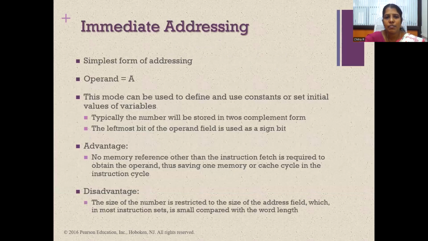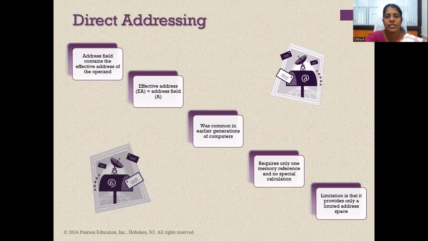The immediate addressing is the simplest one, and this mode can be used to define and use constants and literals. It can be directly given by the user itself. The leftmost bit of the operand field is a sign bit here. Advantage is no memory address is needed. Disadvantage is the size of the number is restricted. Only small size values, small integers, can be represented in this immediate addressing. Whereas in the direct addressing, only one memory access is required.